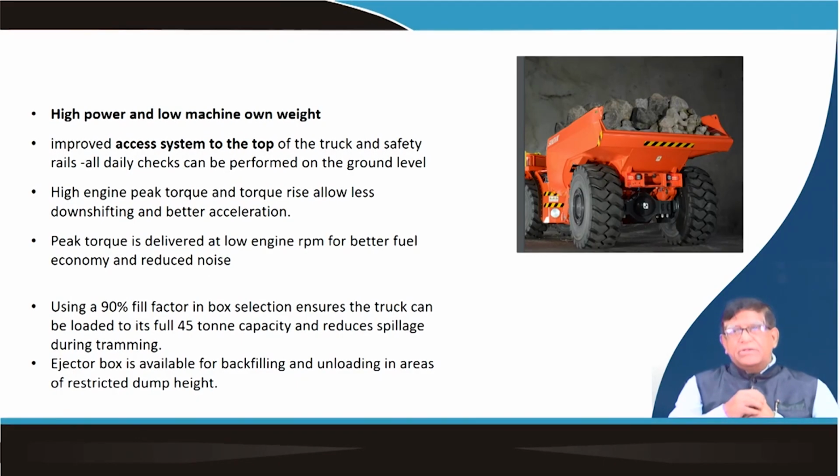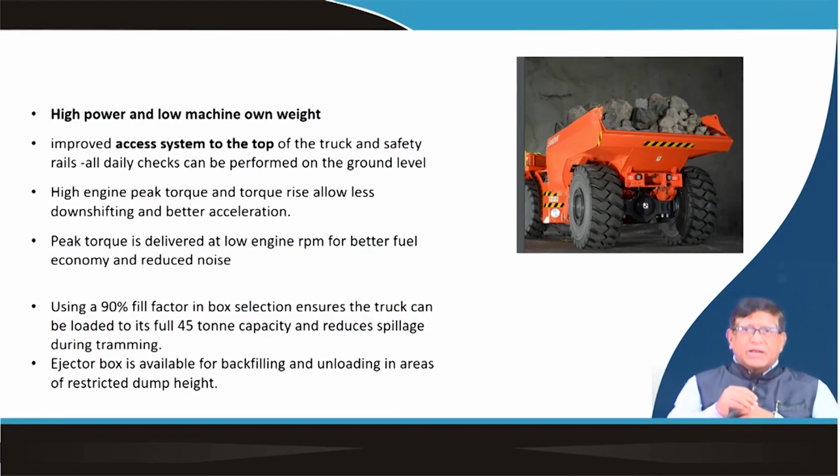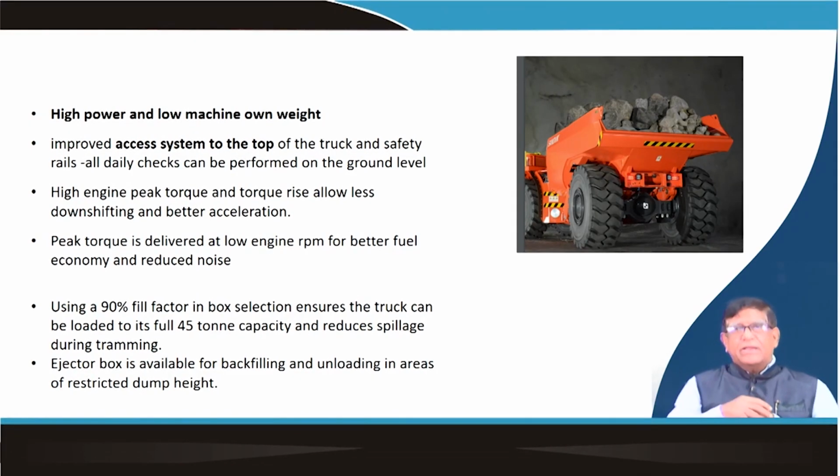Normally, whenever extra resistance comes, the driver shifts to a lower gear. Now, even at a higher gear, it can get additional torque; that system is there. Then peak torque is delivered at low engine RPM for better fuel economy and reduced noise. This is another feature claimed by Shenbeck. They incorporate many of the machines; they use Volvo engines.